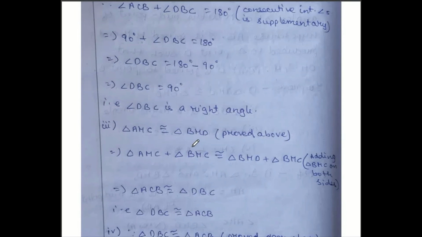This was already proved in question number 1, that is proved above. Now on both sides you are adding triangle BMC, left side also, right side also. So inside the bracket you can write adding triangle BMC on both sides. Now these two together give you ACB. These two together give DBC. That means triangle DBC is congruent to triangle ACB. Now fourth one. Third question done. This is your third answer.